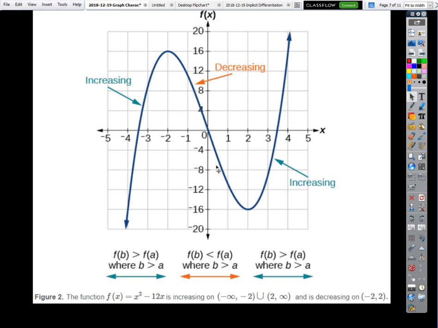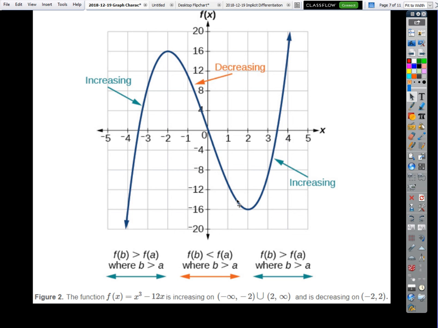Right? If for a larger x value, the value of the function is bigger, then the ant must have been walking uphill. So that's our mathematical way of saying, yeah, for sure that means increasing. If B is greater than A, but the value of the function at B is less than the value of the function at A, then the ant must be walking downhill.